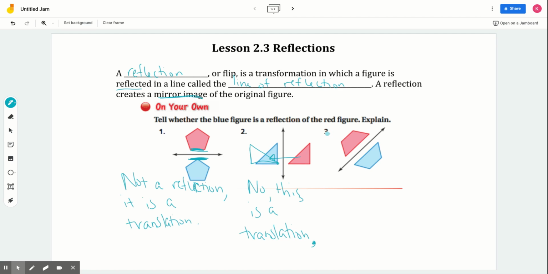So now as we look at number 3, if we would fold this trapezoid across the line of reflection, we can see the base is closest, and we have the non-parallel sides, and then the parallel side at the top. So this is a mirror image. So this is a reflection. It was reflected across this line of reflection.